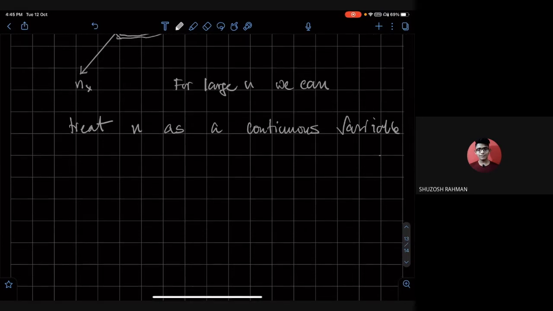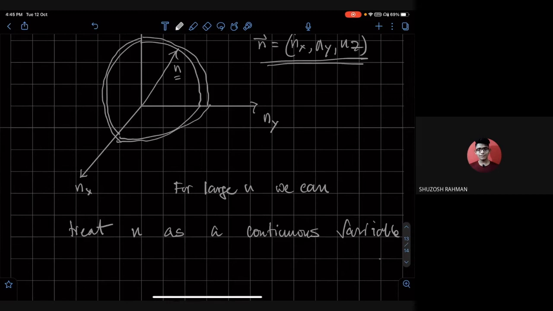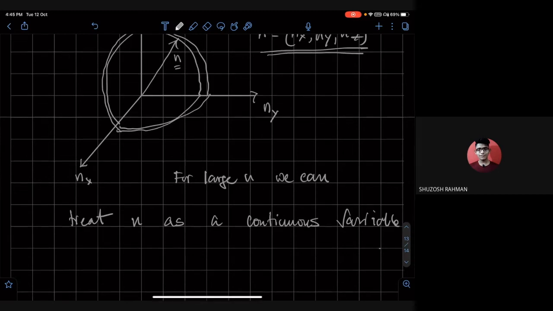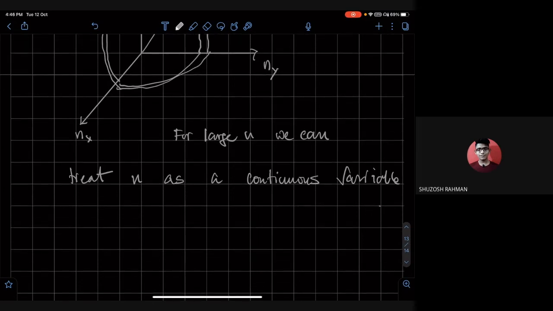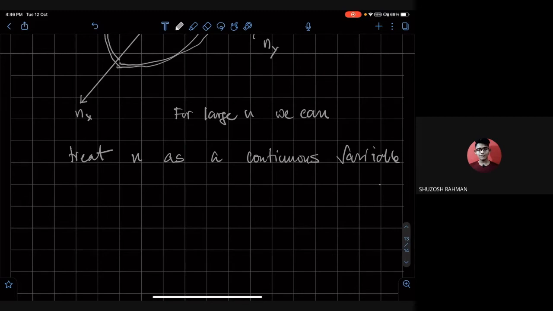So what we want to see is the volume of a thin shell whose radius is n and whose thickness is dn. So we know that the surface area of a sphere of radius n is 4 pi n squared, and the thickness is dn. So this is the number of points that we're going to have in that little shell.